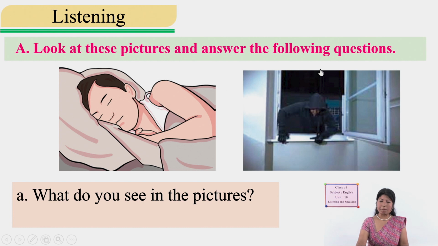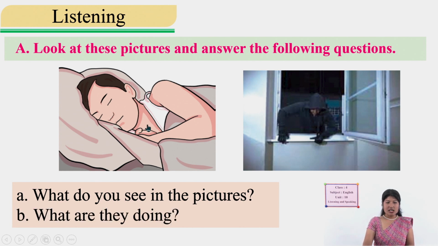In picture number one, a person is there, and the person is sleeping. What are they doing? In the second picture, is it the same person? We don't know whether both people are the same or different. Could be different. The person may be different, two persons, and another person is climbing through the window.